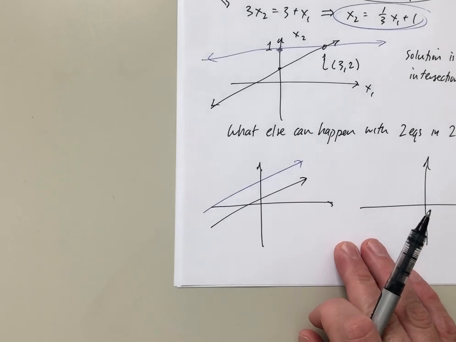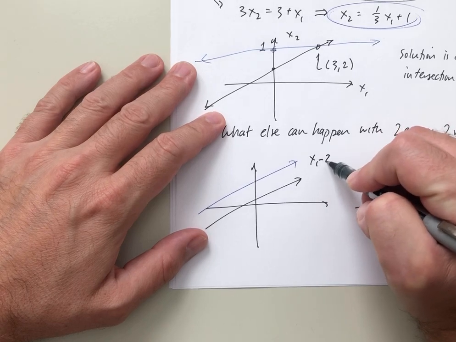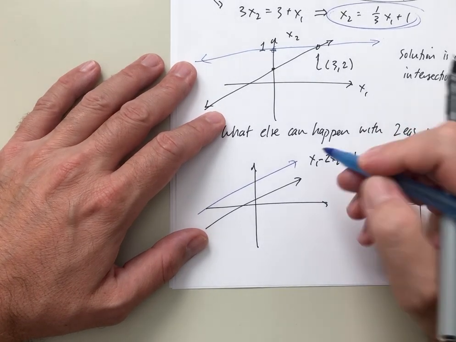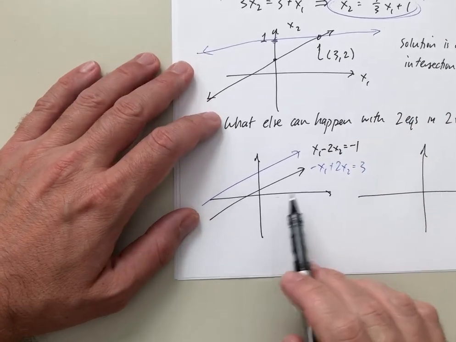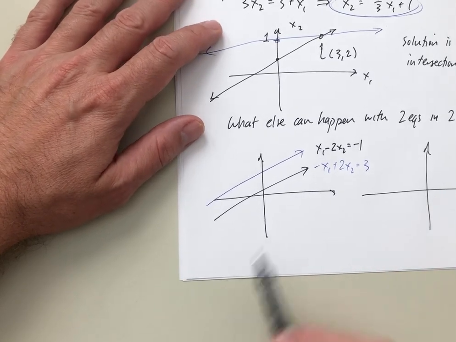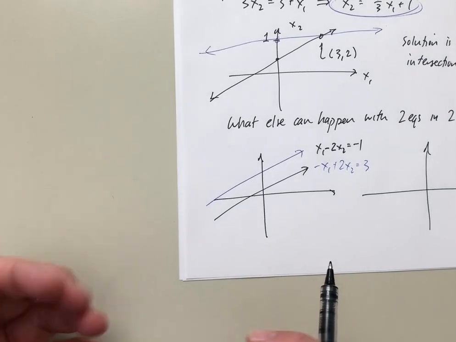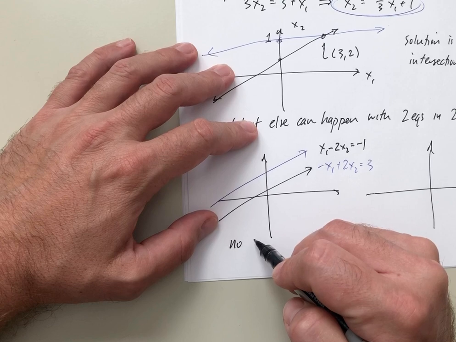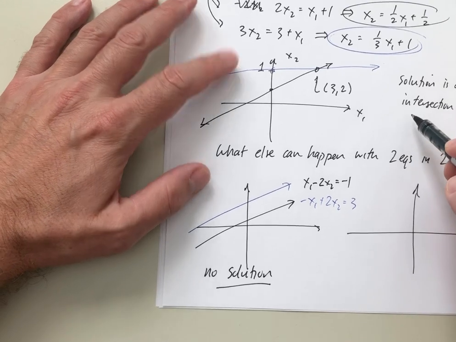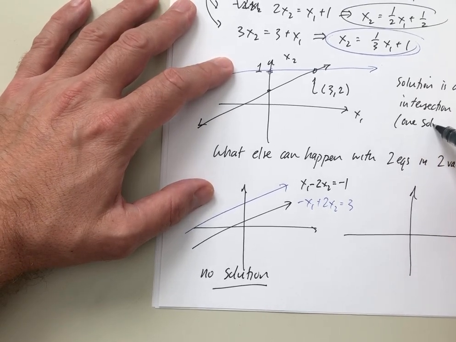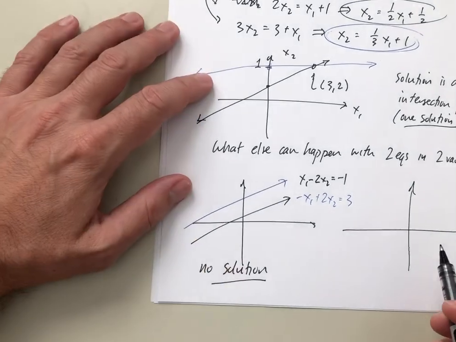So if you have two lines that happen to be parallel, I can write down, for instance, x1 minus 2x2 equals minus 1, and minus x1 plus 2x2 equals 3, say. You can check that these will be parallel lines. It's not so important, the equations, but you know what parallel lines are. And what is the intersection here? Well, by definition, they're parallel. So there's no intersection. That means no solution, okay? So here we had one and only one solution, sometimes called a unique solution.